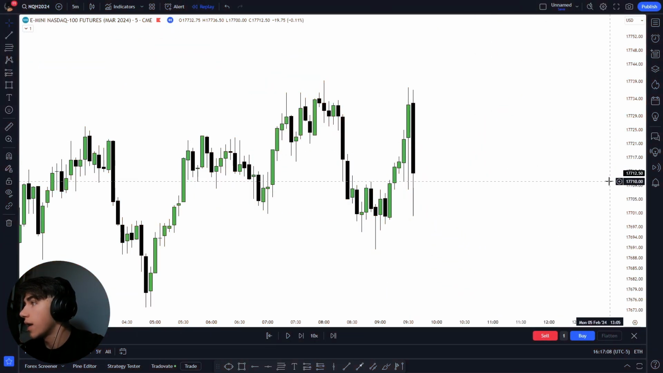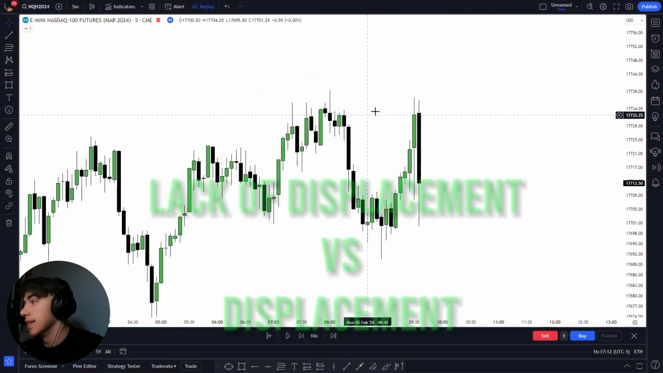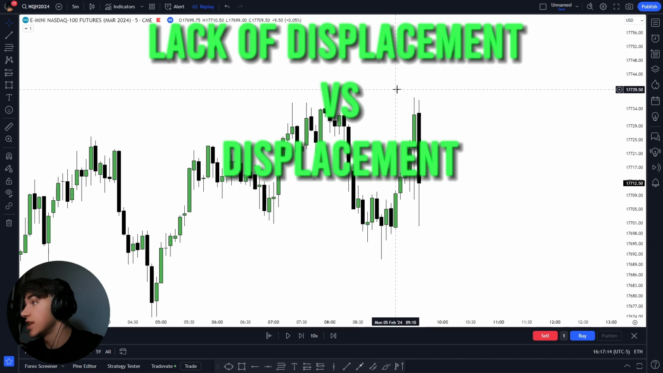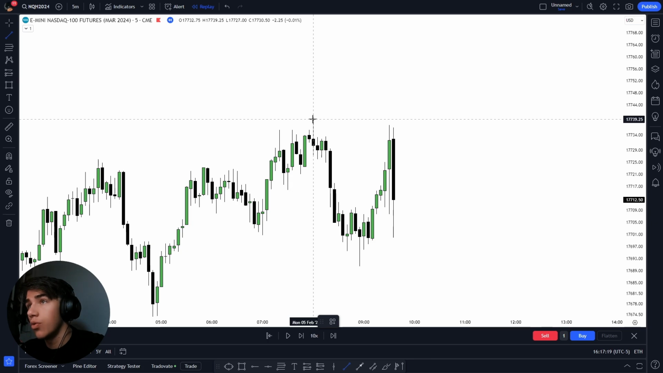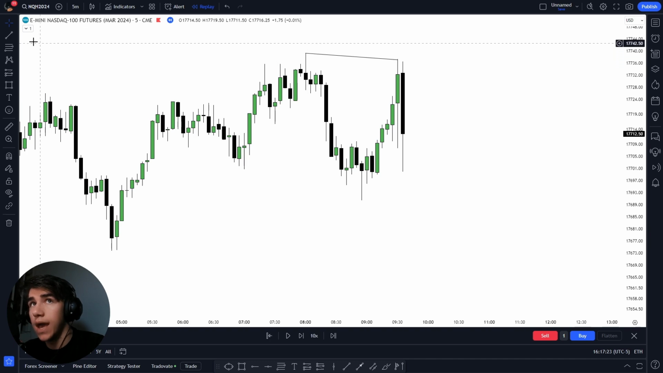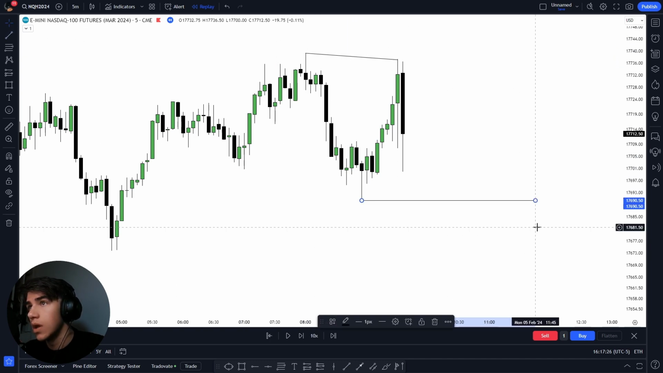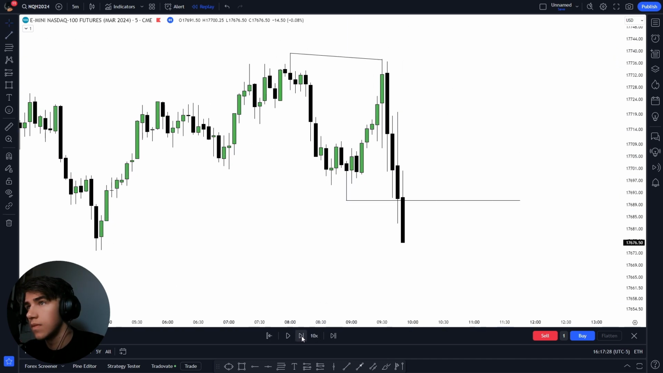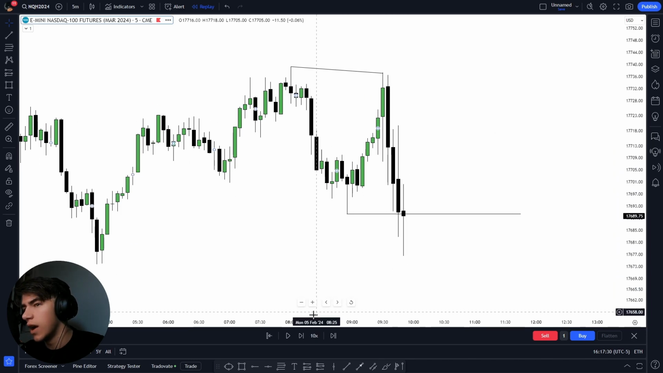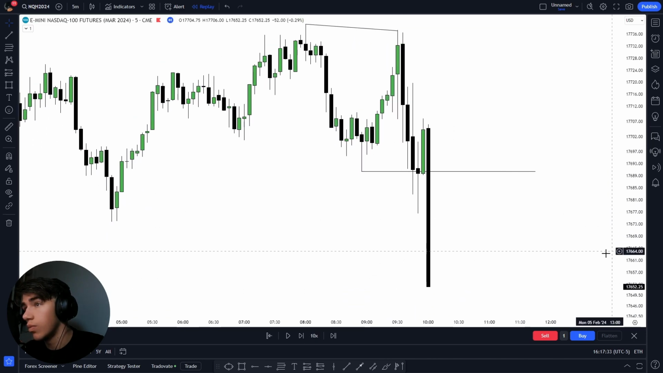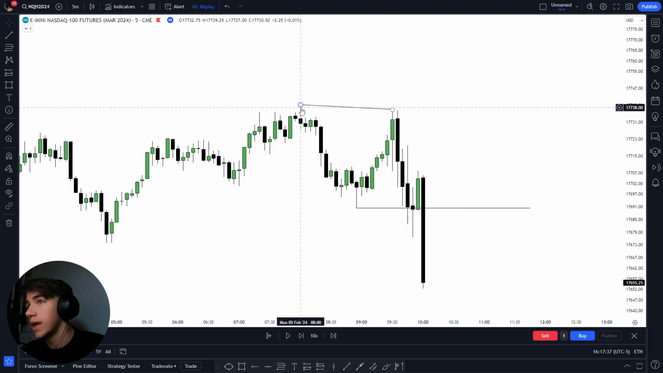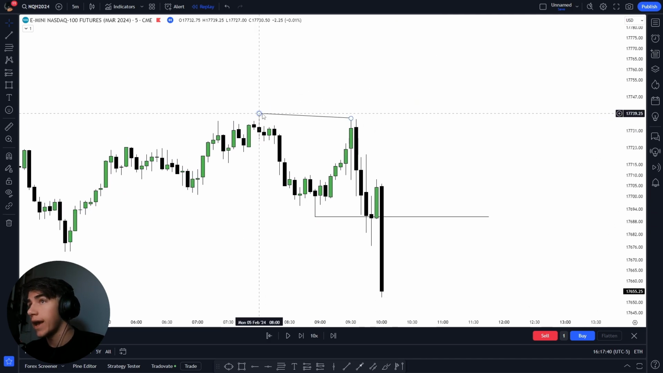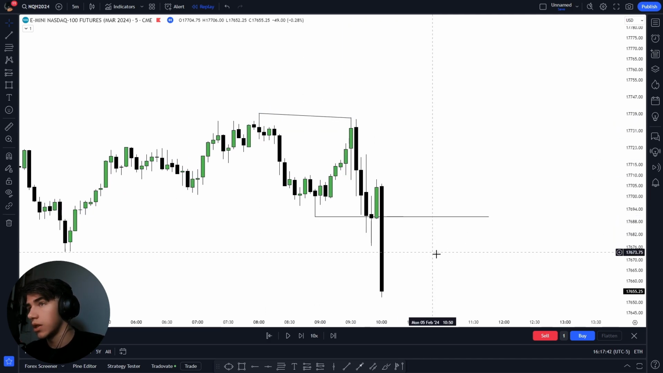Now, the next thing that I want to talk about and that I wrote down is lack of displacement versus successfully displacing, right? So what do I mean by this? Well, right here, we are lacking displacement above this high, right? And we have a swing low down here. So let's see what happens. Not yet, I wouldn't say actually. There we go. We certainly get displacement below that low here, right? And we are lacking to displace above this high. So lack of displacement, successful displacement.